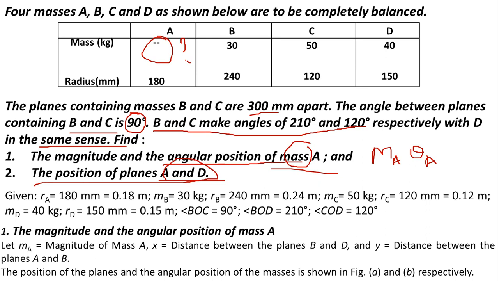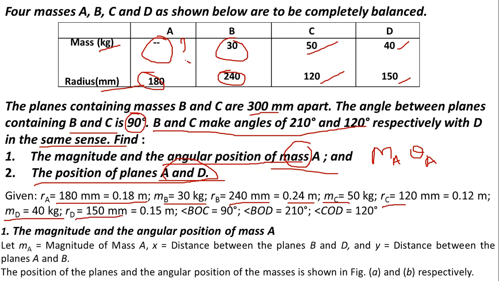Let us take the initial things given in the question. Radius RA is given as 180 mm, so let us take it in meters, 0.18 meter. MB is given as 30 kg, then RB is 240 mm, so 0.24 meter. In the same way MC and RC. Then for D, MD is 40 kg and RD is 150 mm.